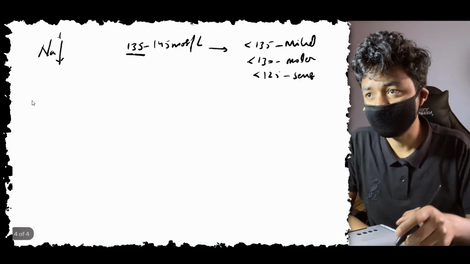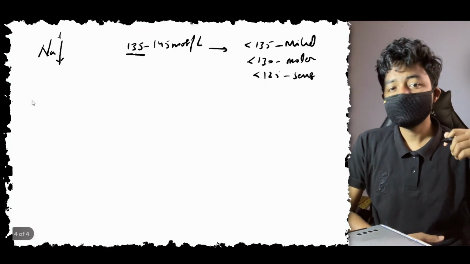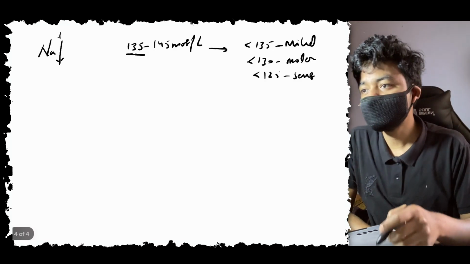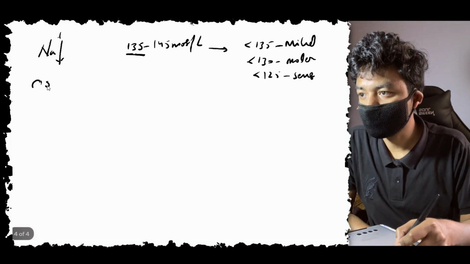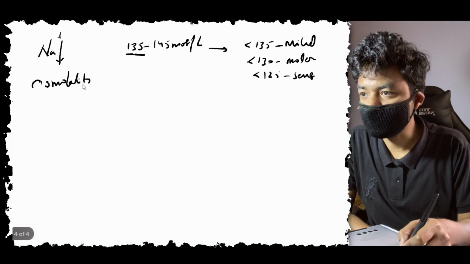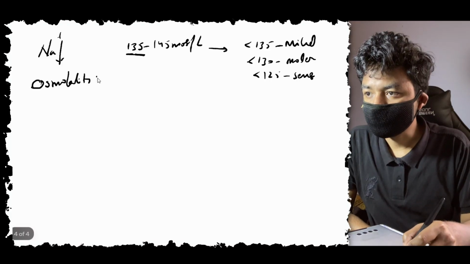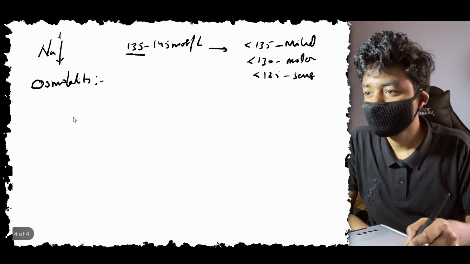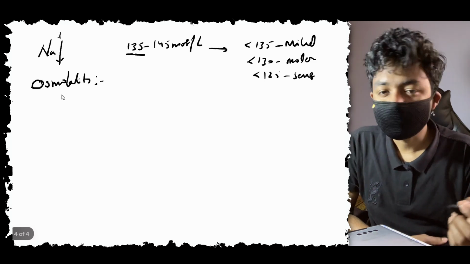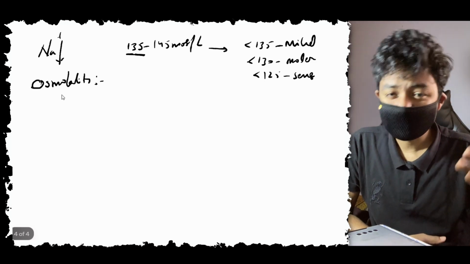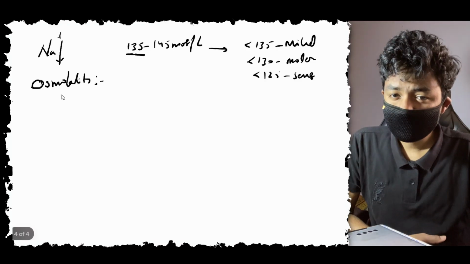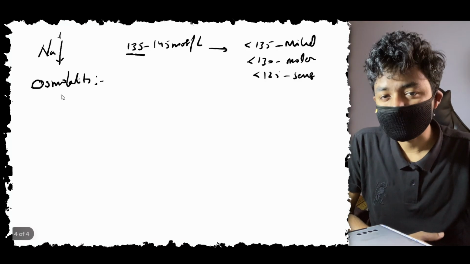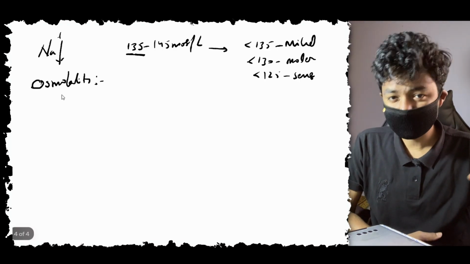So why is it important? In order to understand that, we need to understand the concept of osmolality. If you know about osmolality, well and good, or else you need to concentrate here. What do I mean by osmolality? There are two terms, one is osmolality, the other one is osmolarity. What is the difference? In osmolality it is considered per liter, and in osmolarity it is considered per kg.